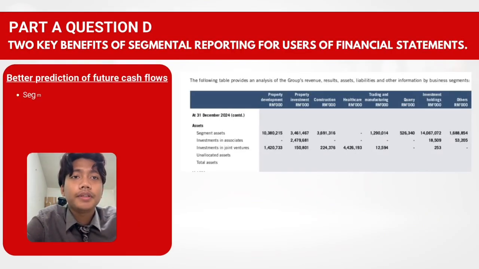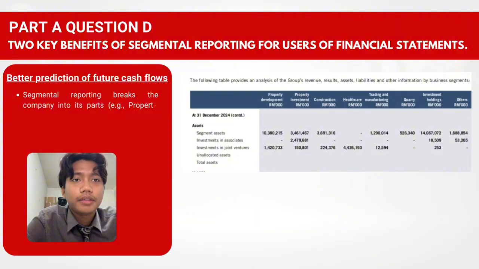The second key benefit is better prediction of future cash flow. Segmental reporting breaks the company into its parts, for example, property, construction and healthcare. In the Sunway Berhad extract, property development and construction show very large segment assets compared to others. Example from the snippet, property development segment assets are 10.38 billion ringgit, construction segment assets are 6.15 billion.